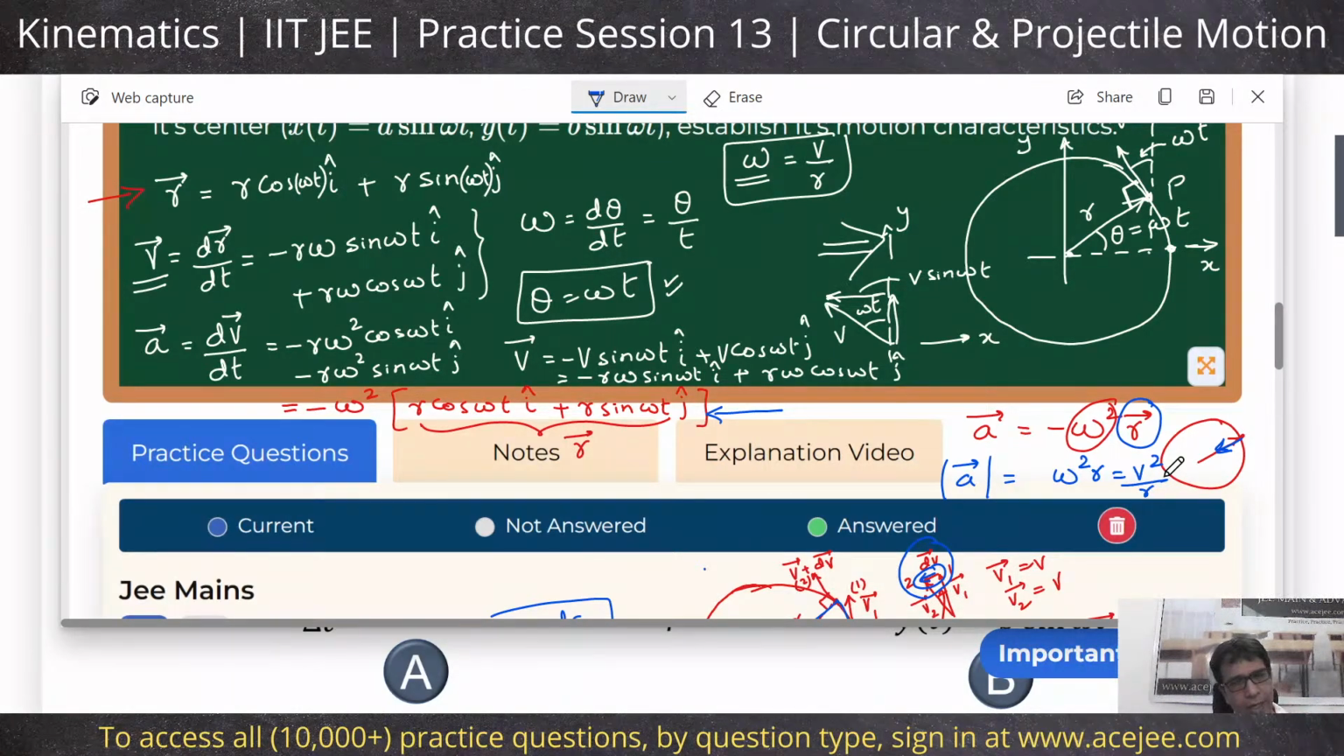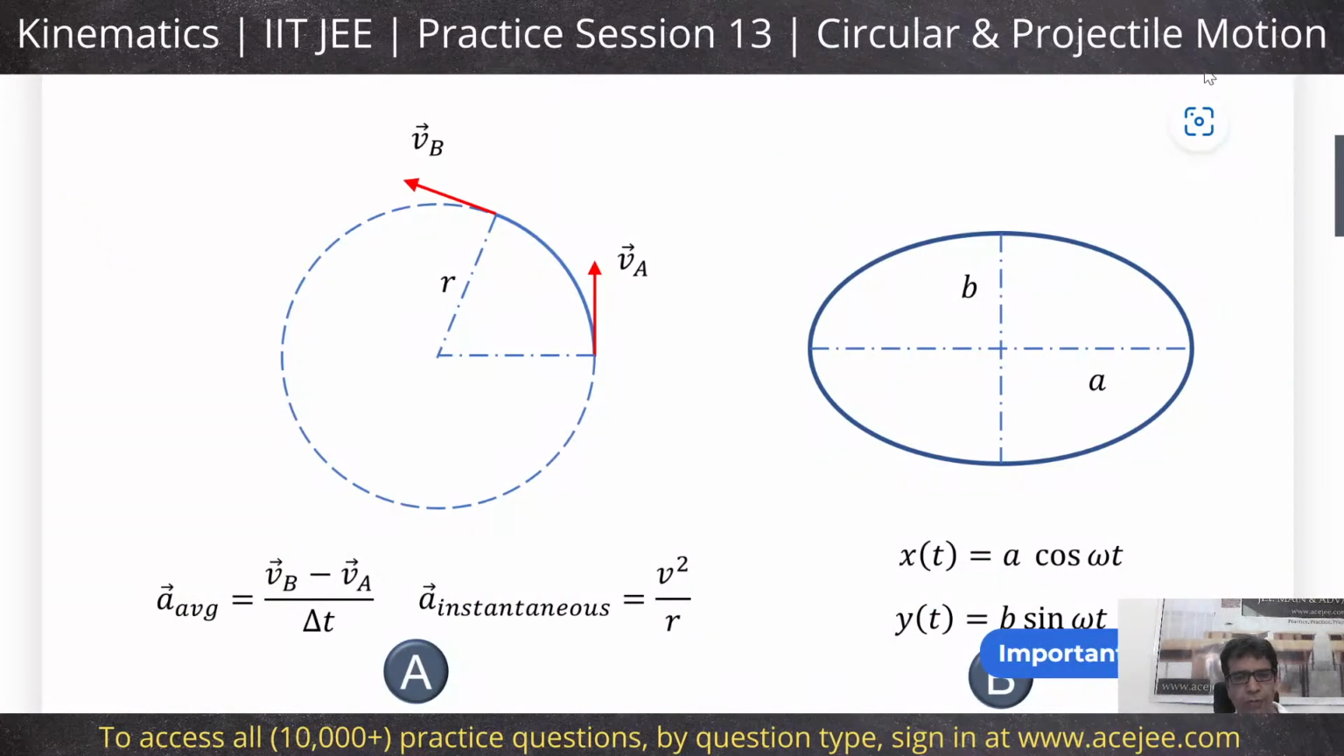Yes, sir. Okay. Now, Ruchika beta, can I engage you in some questions here regarding the non-uniform circular motion, beta? Yes, sir. Okay, good. So now, let's say that the particle is having an angular acceleration of 2 radians per second.